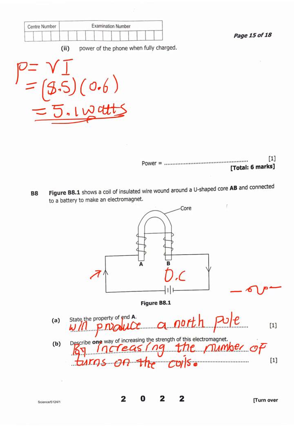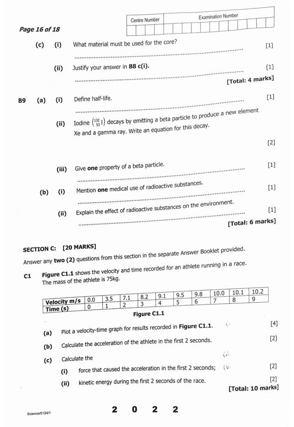Now let's move on to question C1. What material must be used for this core? Iron. Iron is the best material. Just write your answer, because iron is easy to magnetize.